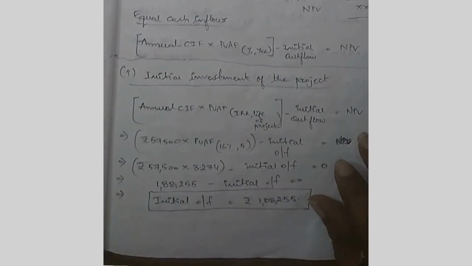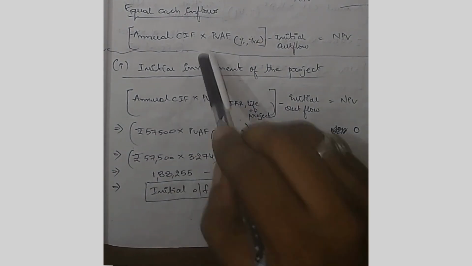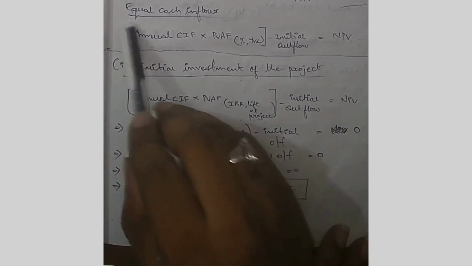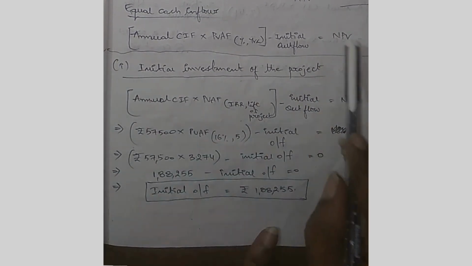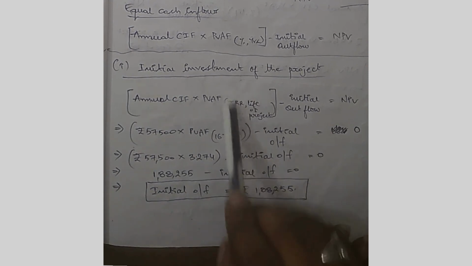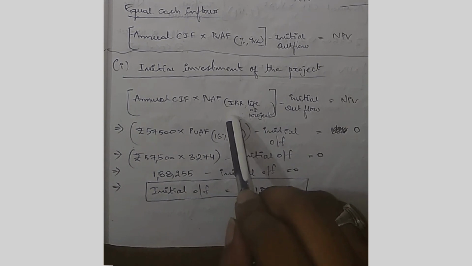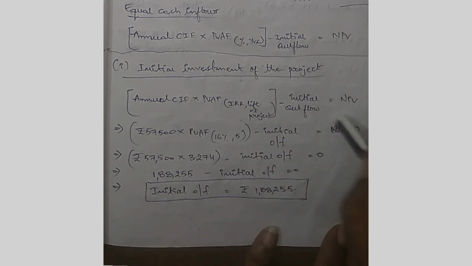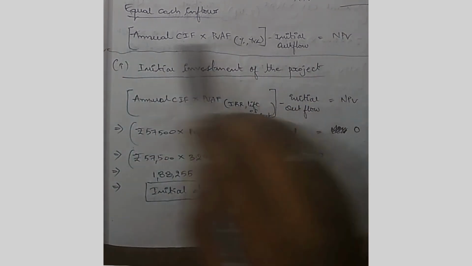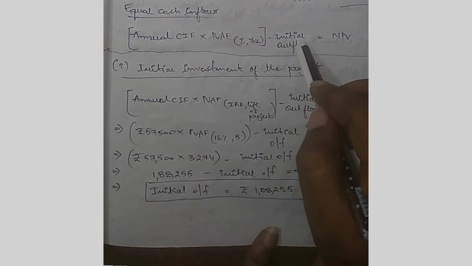Let's solve for the initial investment of the project. In the question it is mentioned that annual cash inflows are 57,500. Now we have to consider this kind of equation for calculating NPV: annual cash inflows into present value factor at IRR. Why are we using IRR? Because the question has only one discount rate, that is IRR, and we know that at IRR the NPV of the project is 0. So we can substitute the figures given in the question into this equation, and we will be left with only the initial outflow. Thus we can calculate the initial outflow.